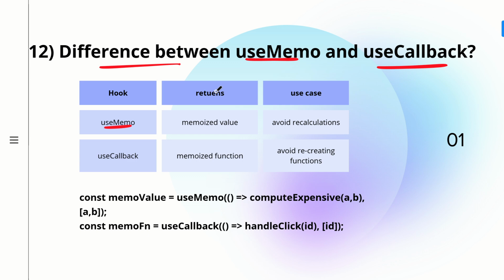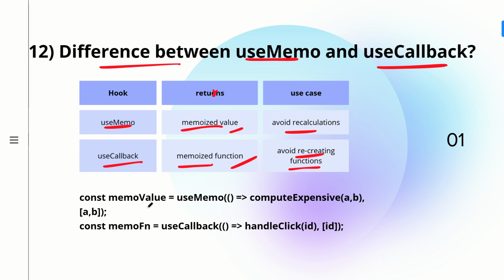useMemo returns a memoized value, and useCallback returns a memoized function. So useMemo is useful for memoizing a value and it is going to return you the memoized value, and useCallback is useful for memoizing a function and it will return you a memoized function. Use cases, avoid recalculation. You can use useMemo when you want to avoid recalculation, and you can use useCallback when you want to avoid recreating the function.